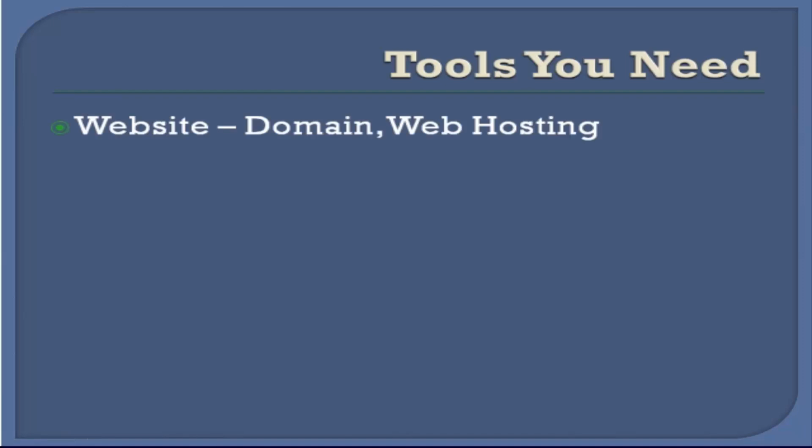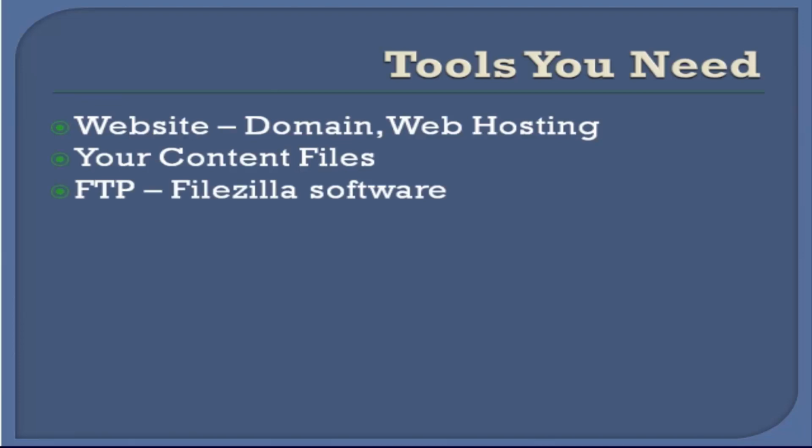Now what I want to do is talk about the tools you need so that you can gather those tools before we begin the implementation process. You're going to need a website, you're going to need a domain and web hosting. Now in this video series, I'm going to assume that you already have a website and you already have your content. But what I'm going to do is show you how to implement this and create an automated machine and add it to your website.